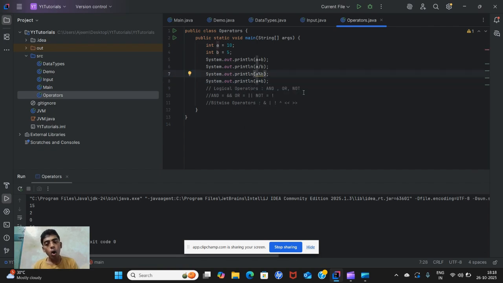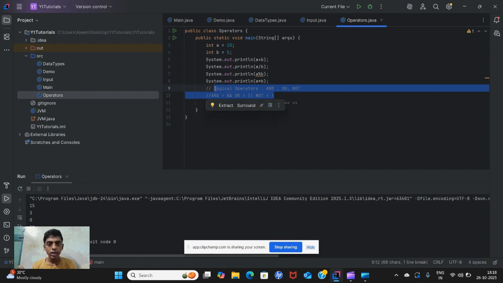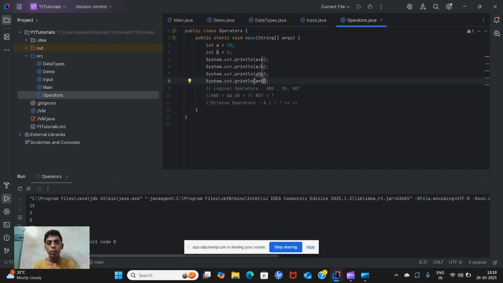There is something called logical operators. You will understand their use case when we are doing conditional statements. That is the next lecture. We'll be seeing about if, else if ladder and if else. We'll be doing a lot of things over there, so these logical operators play a crucial role. Now I'll just theoretically explain what logical operators are.